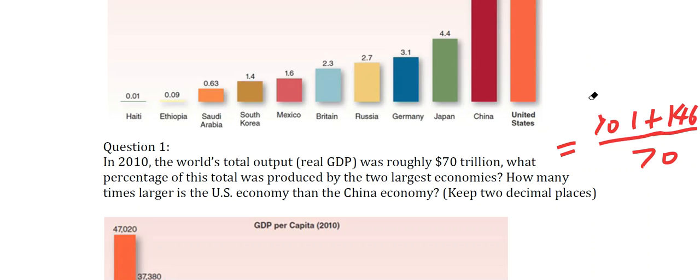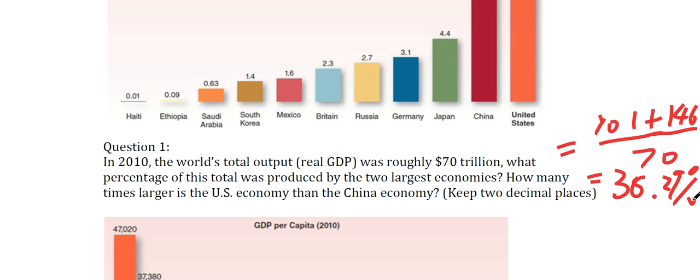Then if you use the calculator, you will find the answer for this question will be 35.29%. The question here requires two decimal places, so make sure you follow the requirement. So this is the first part of this question.